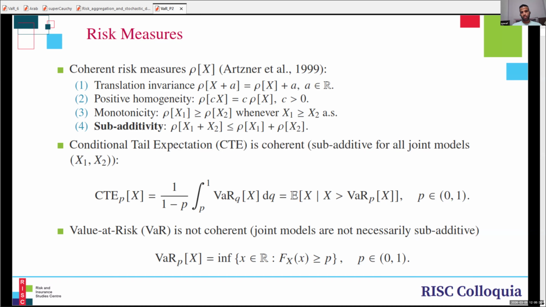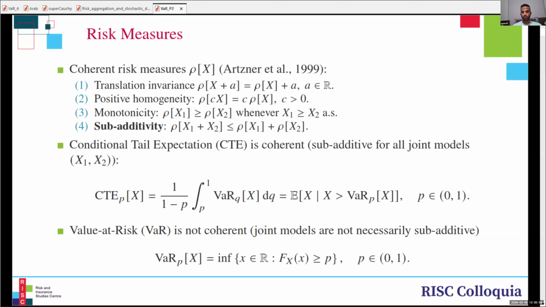So we say a risk measure is coherent, and that definition goes back to Artzner et al. from 1999, if the functional or the function rho, which takes in a loss and spits out a number, that number being the riskiness of that loss, satisfies those four properties. Then we say that this risk measure is coherent.